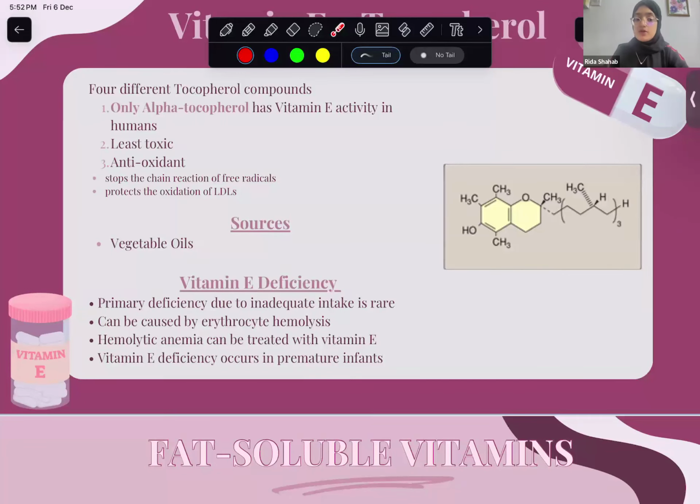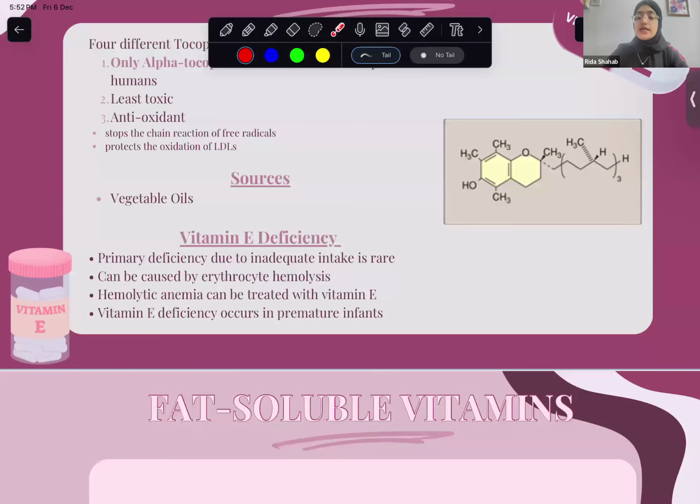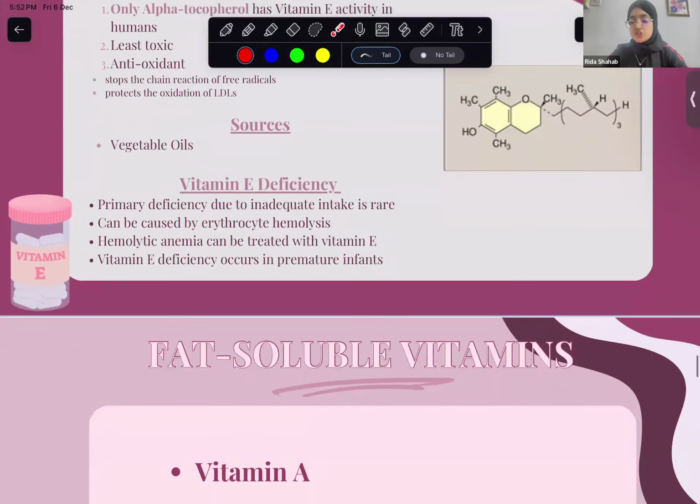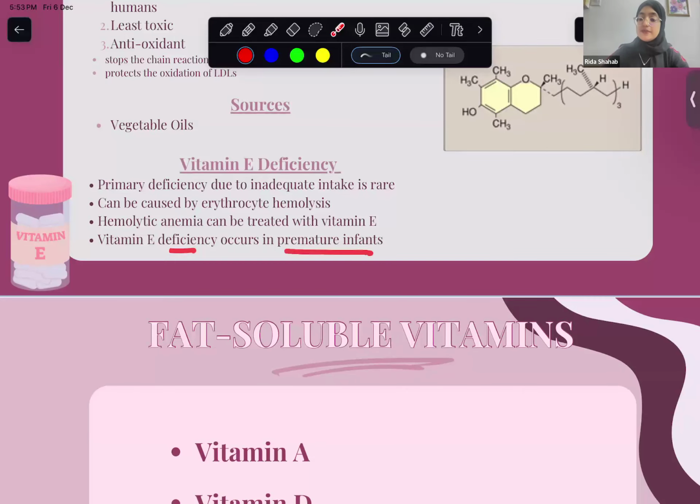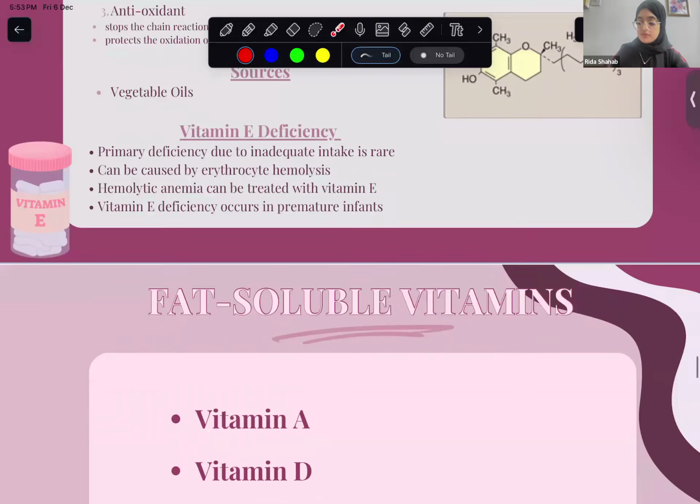And then hemolytic anemia, we talked about it here, and we said that it could be treated with vitamin E. However, it's not the primary treatment, but it can be treated with vitamin E, okay? And vitamin E deficiency usually occurs in premature infants.